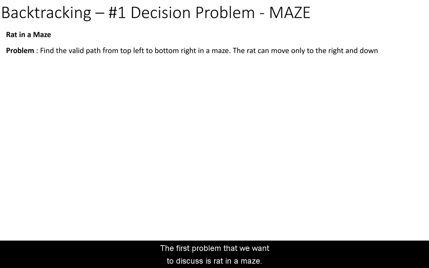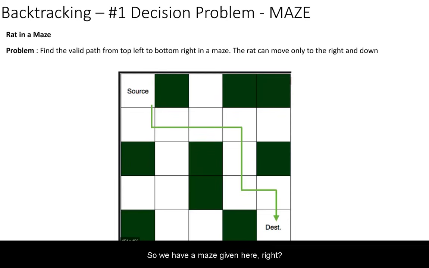The first problem that we want to discuss is rat in a maze. So look at this particular question. So we have a maze given here, right? There is a maze given here. So we saw this slide already. There is a source, the rat is here, the rat has to reach here. These are walls it cannot pass through. These are the tiles where it can move ahead. So how does it find a path from this source to destination? So that's the question, right?